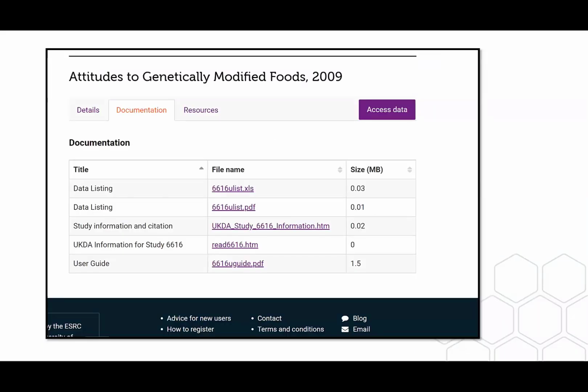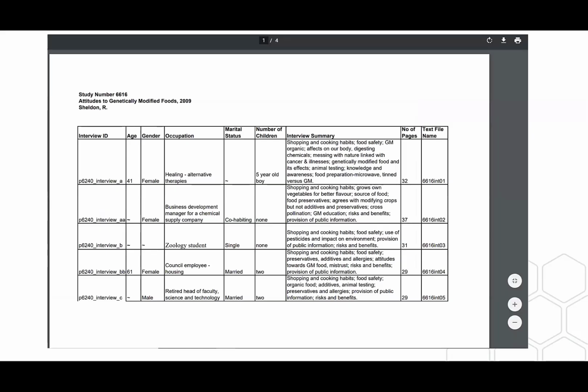But what if you want to know about the participants themselves? Every qualitative study also has what's called a data listing. And here's an example of one of these. It's a table which gives a brief overview of the data in the collection. Each row represents a piece of data or even a participant, and each column lists some sort of characteristic or attribute of that interview or piece of data. It's a quick way of getting to know who took part in this study.